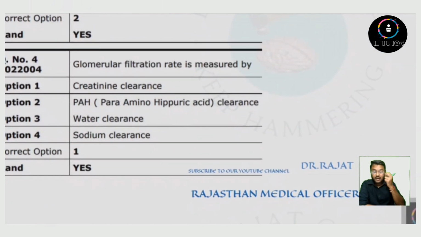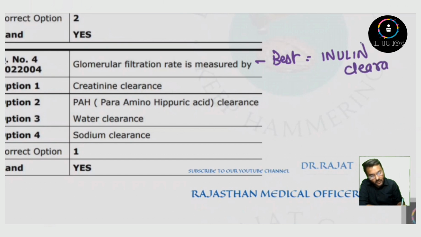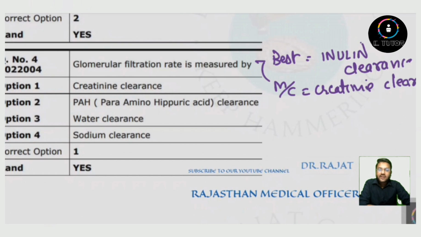Glomerular filtration rate is measured by. The options are creatinine clearance, PAH clearance, water clearance, and sodium clearance. Among the following options, creatinine clearance is used for the glomerular filtration rate. But if we talk about the best method, then the best method is inulin clearance. But the most commonly used is creatinine clearance. Now if we talk about PAH, then PAH is used for renal plasma flow estimation.